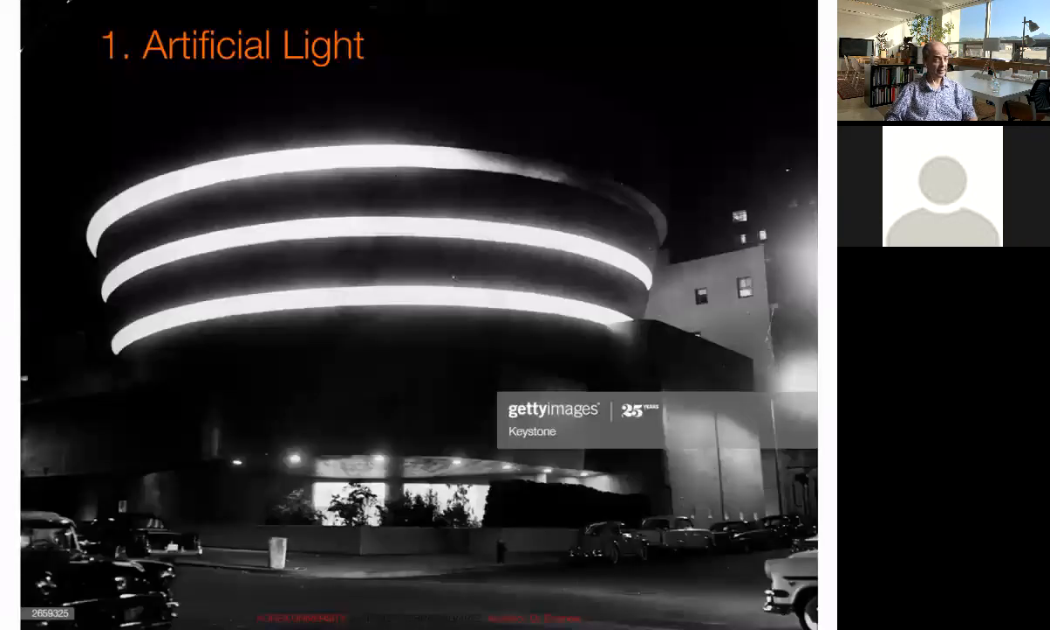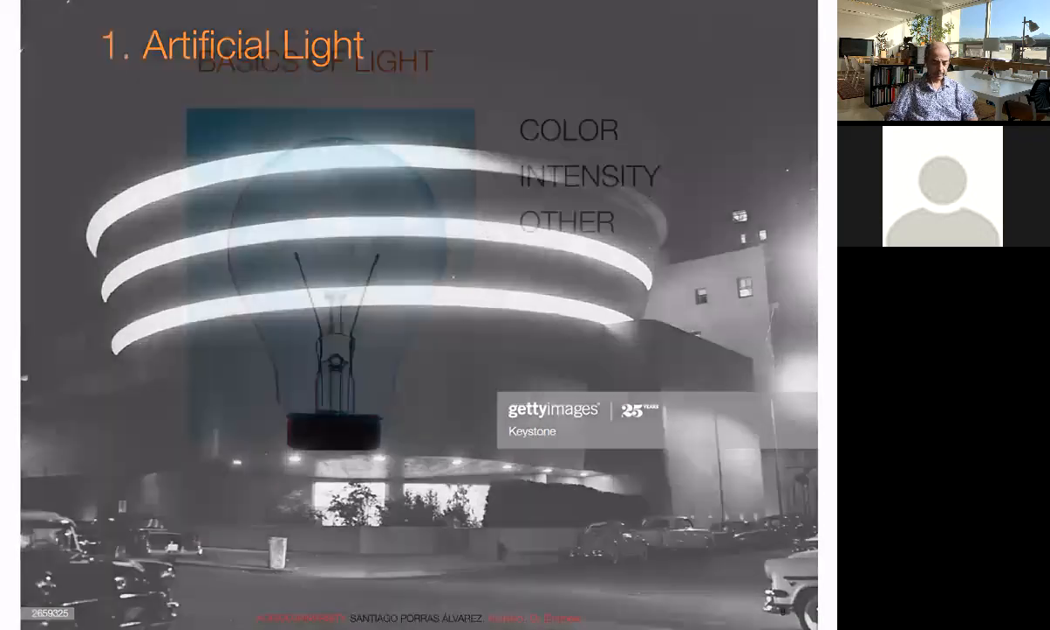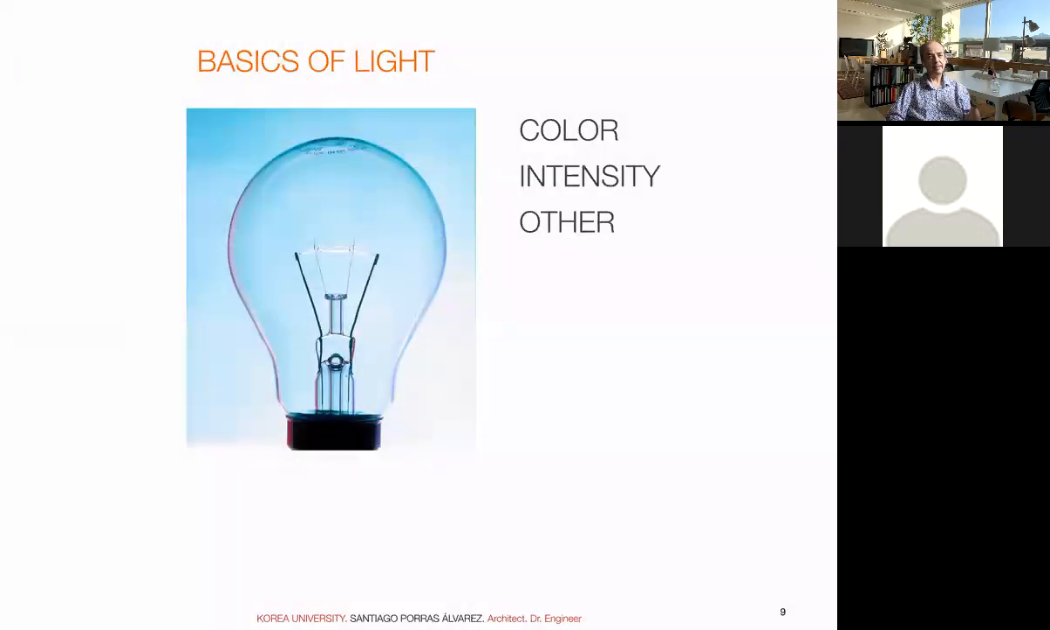Let's start with artificial light, which is a great invention. And since we have a lot of nocturnal life, we need that. And thanks to electricity, we have a wide range of possibilities of light in these spaces. So if you go to artificial light, we need to understand some of the basics. And the first one is color.